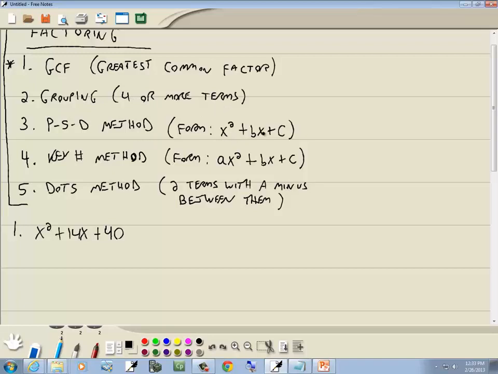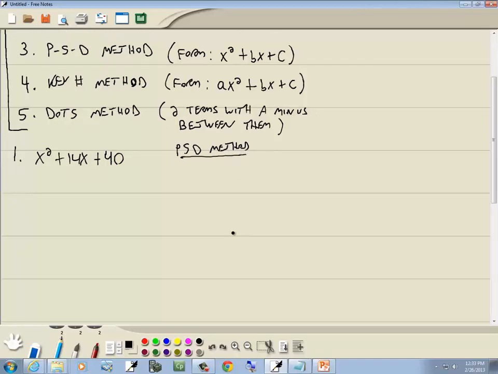PST: x squared, x, no number in front of the x squared. This is the PST method. Well, with the PST method, we're going to create 3 columns based upon the 40, the number at the end. Now, if it was a negative 40, we'd still just go with 40. We handle signs later on.